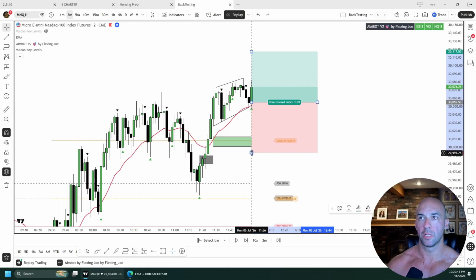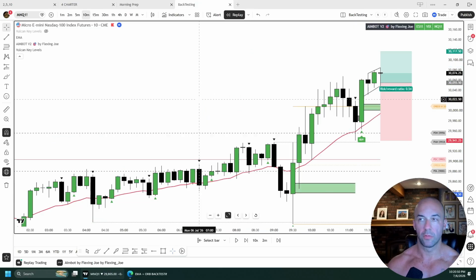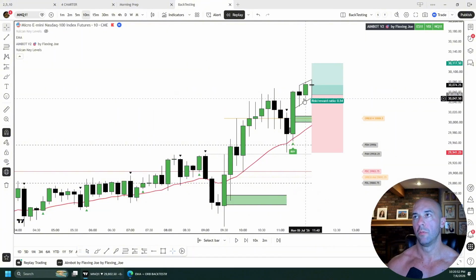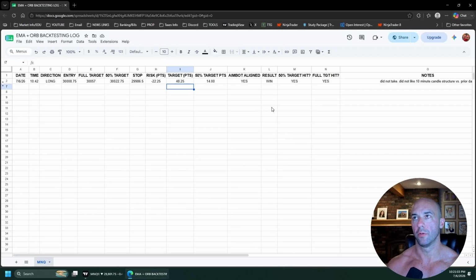So now, where should my stop go? I said the low of the candle that rebroke the 10-minute ORB high. But you've already had a couple other candles here that are now part of this flag. So that's where you can tighten the risk up and put your stop below this candle here at 31.